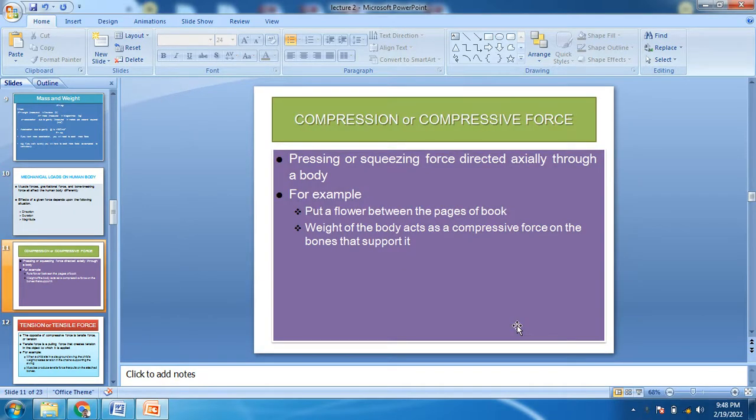Compression and compressive forces. Pressing or squeezing force directed axially through a body. For example, a pot of lava between the pages of a book. The weight of the body acts as a compressive force on the bones that support it.